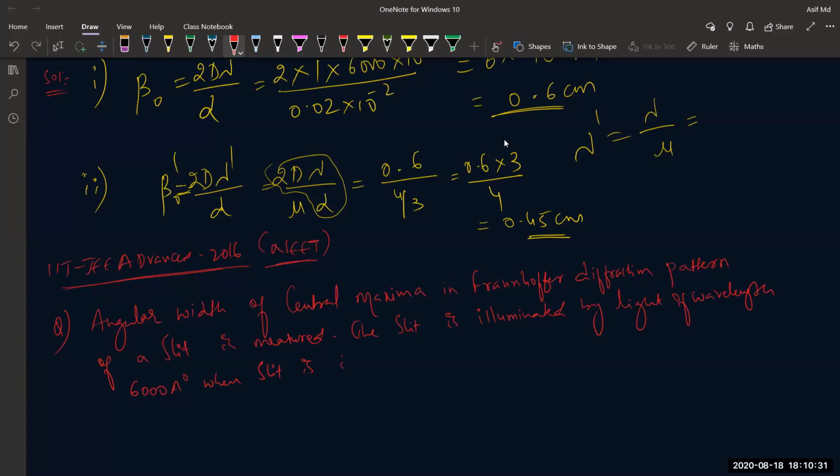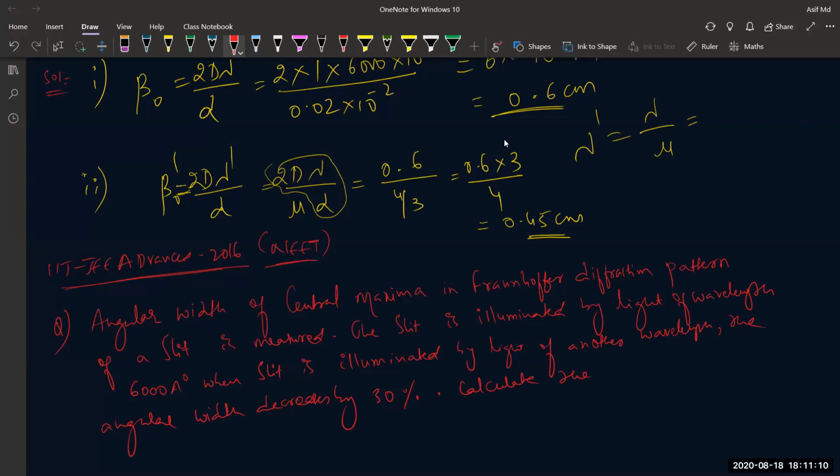When the slit is illuminated by light of another wavelength, the angular width decreases by 30%. Calculate the wavelength of this light.